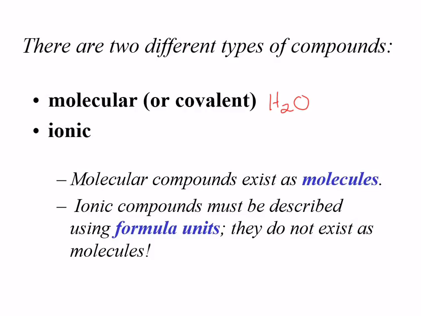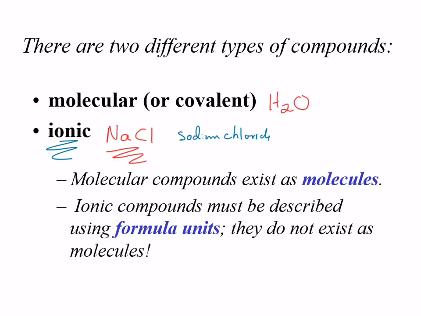What's the formula for table salt? NaCl. It is 1 Na and 1 Cl, exactly. And what's the chemical name of it? Sodium chloride, yes. Sodium chloride is an example of an ionic compound. I'm going to give you a brief look at the differences between molecular compounds like water and ionic compounds like table salt.